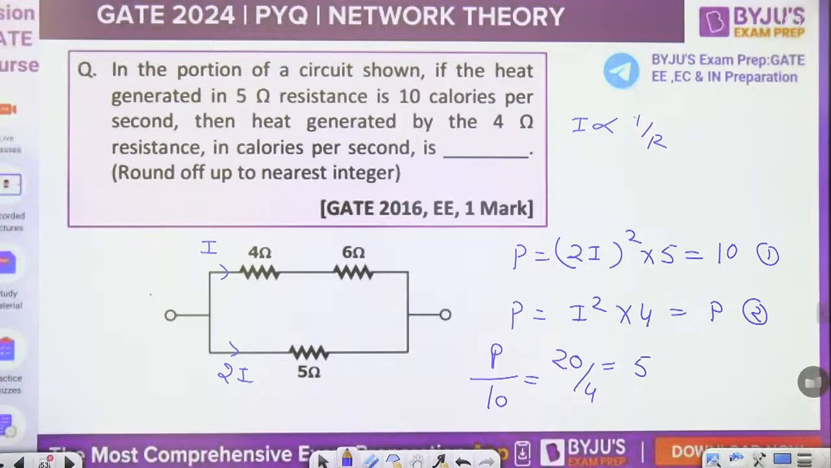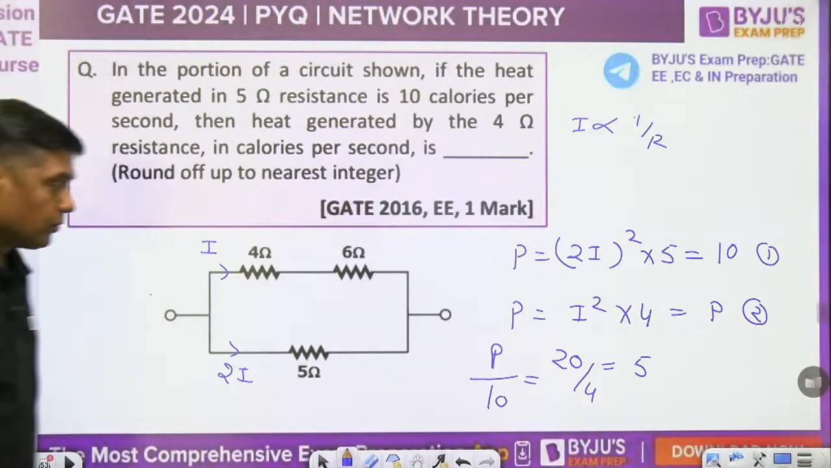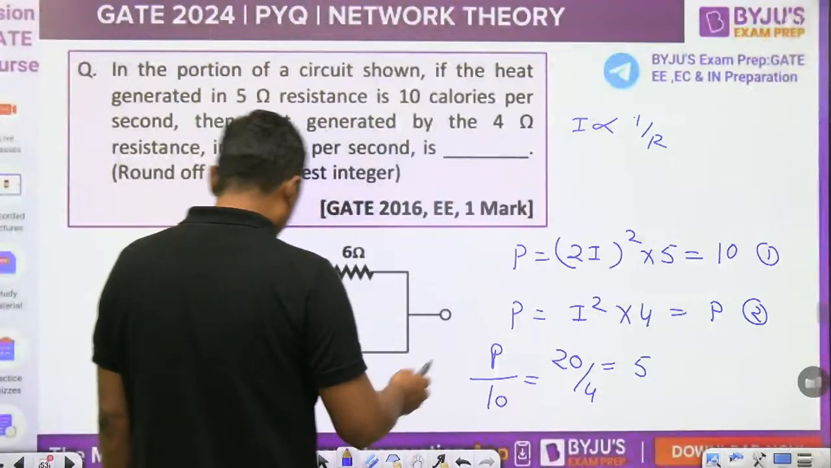So I think now it is clear how we can find the value, because there is a square of the current. Then no, calculation mistake. So I will write on the next page.